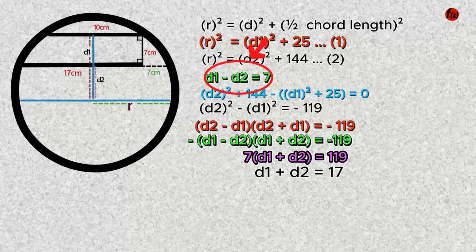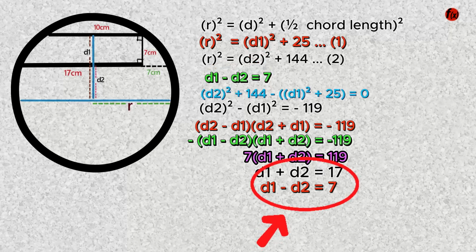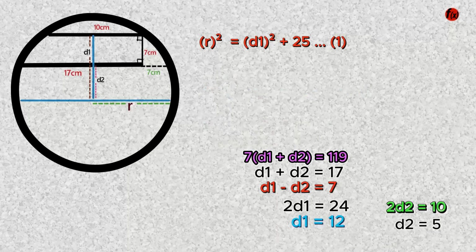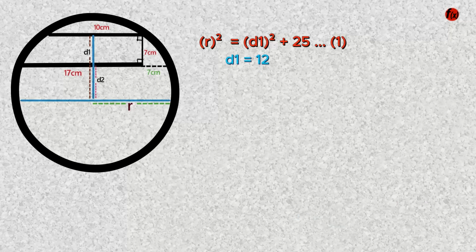Now we have a system of equations. d1 minus d2 equals 7. d1 plus d2 equals 17. Adding these two equations, 2 d1 equals 24. d1 equals 12. Subtracting, 2 d2 equals 10. d2 equals 5. Substitute d1 equals 12 into equation 1.